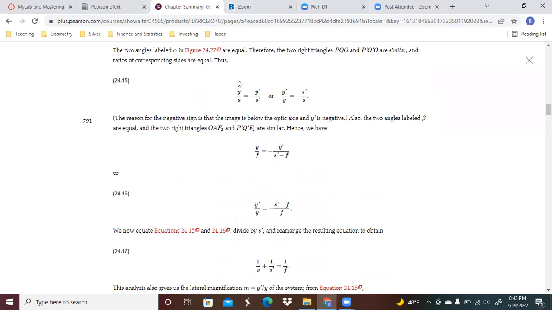So if we look at the triangles here, we can come up with these relationships. The reason for the negative sign here is that the image is below the optic axis, so y prime is going to be negative. The two angles theta and beta are equal, and the two right angles of the right triangles there are similar. So therefore, we can start putting this together.